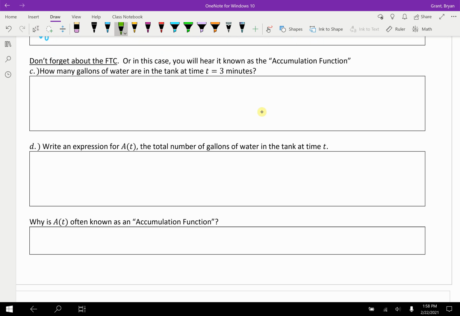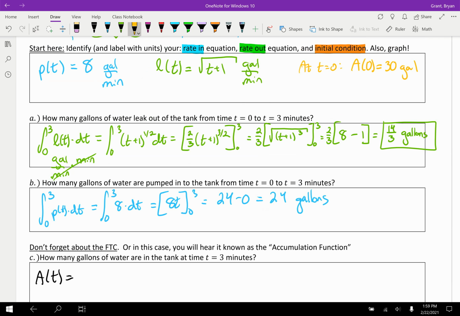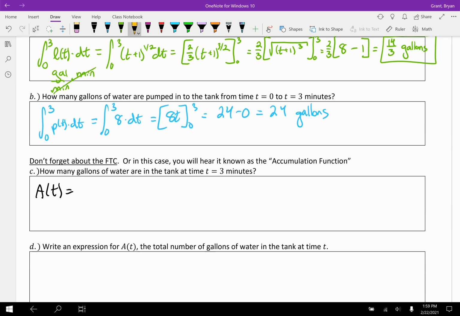So I'm going to call this, we'll do it in black here, A of t, the total amount or the amount that's accumulated after a certain amount of time. Well, let's start with how much was in there at the beginning. The initial amount was certainly 30 gallons. Right? This is the initial. Okay? Then we need to add on the amount that is pumped in, right? That should make sense, shouldn't it? How much is pumped in there?